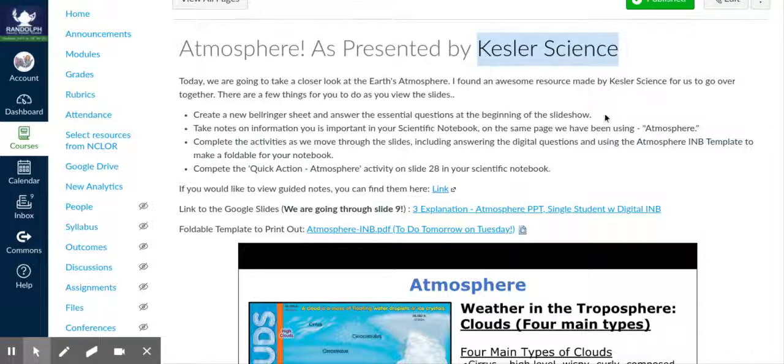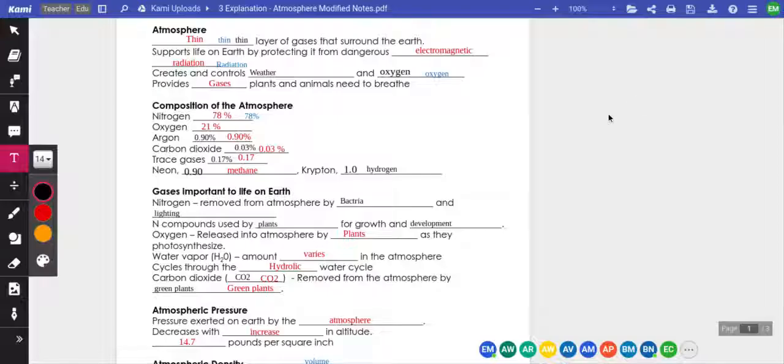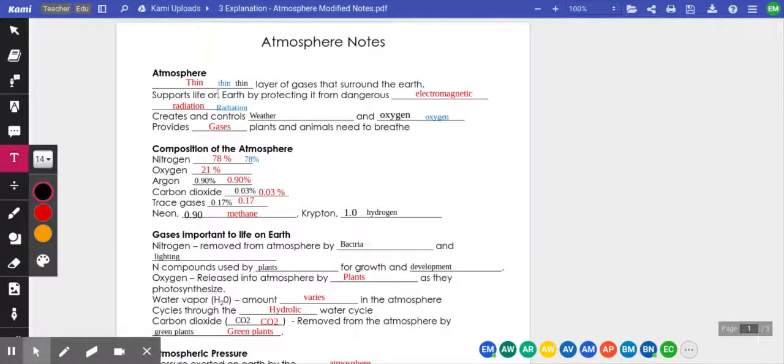Kessler Science made our PowerPoint that we used. And earlier today, everyone worked on some guided notes together in Kami. I'm going to show you what that looks like. Everyone online today, everyone remote, worked on these notes together, what you're seeing here. All the different colors of writing are different people who were working to edit the same document.